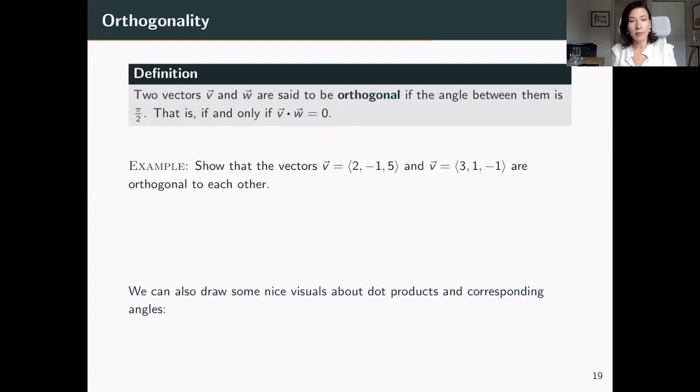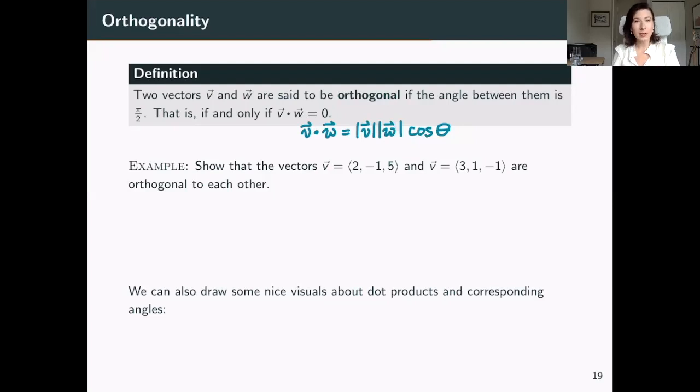Where do we get that from? Remember that our previous theorem told us that the dot product, v dot w, was equal to the magnitude of v times the magnitude of w times cosine of theta, where theta is the angle between v and w. If the angle between them is pi over 2, recall that cosine of pi over 2 is going to be 0. Thus, the dot product would be equal to 0. To show that two vectors are orthogonal, we just need to show that their dot product is equal to 0.